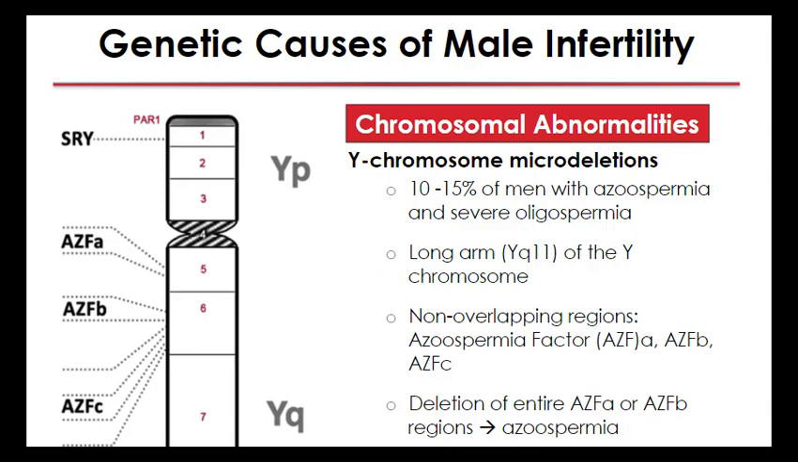There are 3 regions: azoospermia factor AZFa, AZFb, and AZFc. Deletion of the entire AZFa or AZFb region results in azoospermia. Men with AZFc deletions may have azoospermia or produce very limited numbers of sperm, resulting in oligospermia.